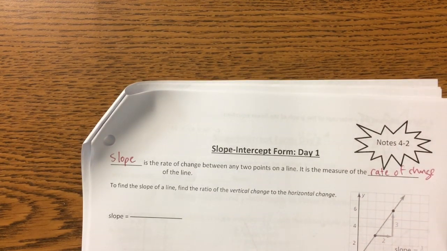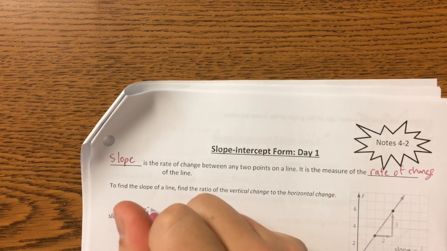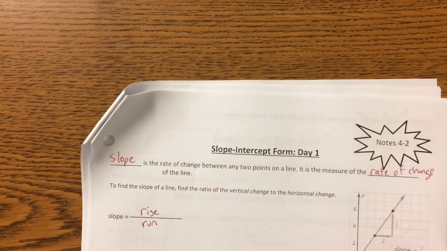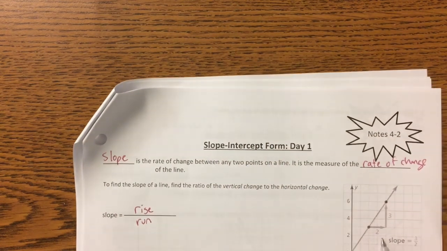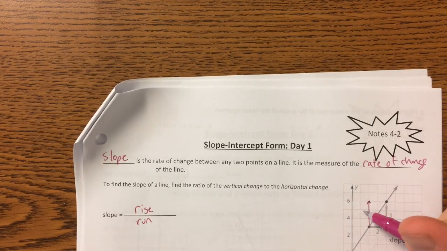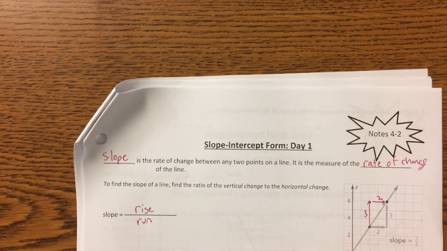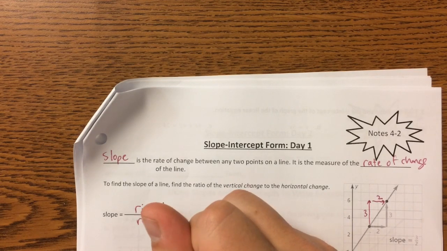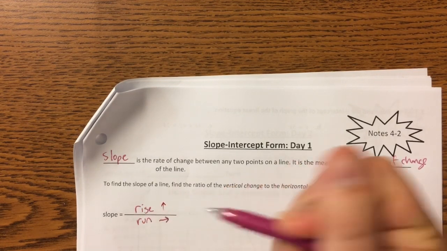So to find the slope of a line, there's a couple of different ways you can approach it, depending on what you're given. If you're given a graph, the way you calculate the slope is rise over run. So like if you're looking at this example over here, to get from one point to the next point, you rise 3, run 2, and so your slope is 3 over 2. Okay? The rise is how much you're going up, and the run is how much you're going to the right.